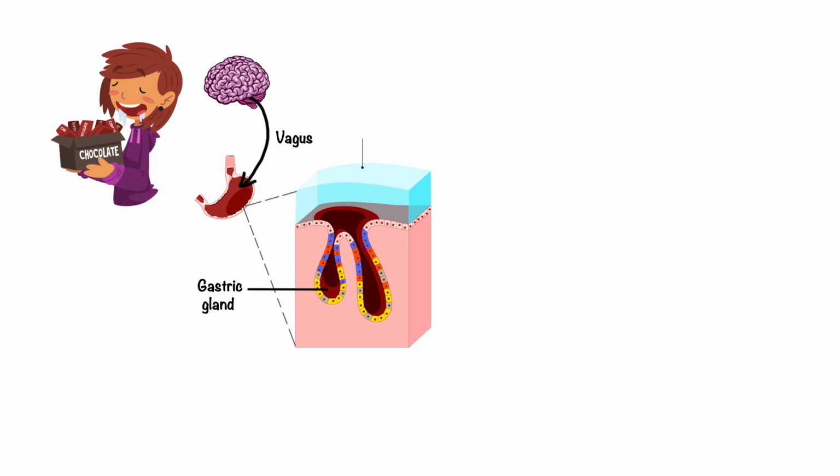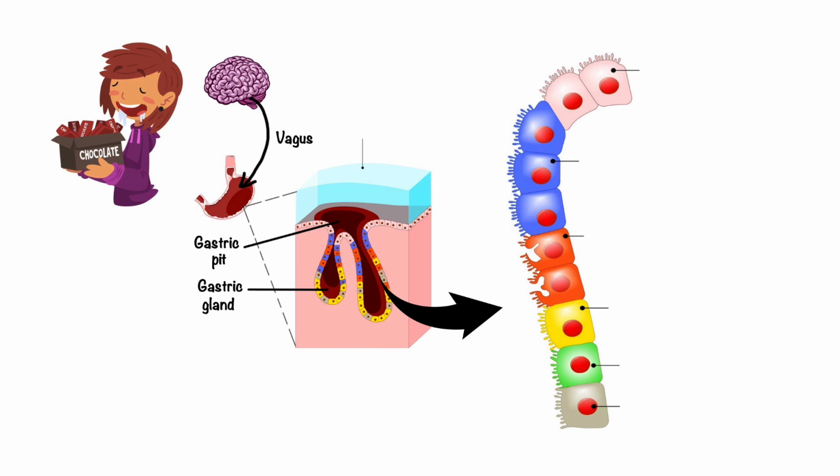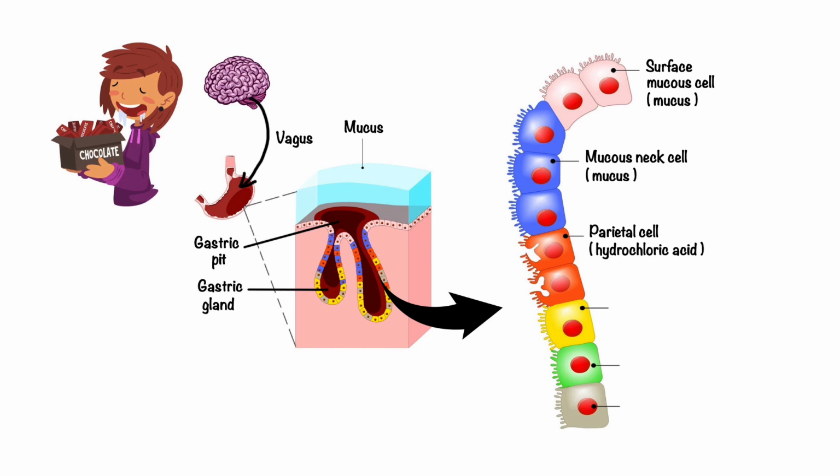The mucosal lining of the stomach contains numerous gastric glands. These glands open to the surface of the mucosa through tiny holes called gastric pits. There are a few different types of cells that make up the gastric glands. Surface and neck mucous cells, which produce jelly-like substance called mucus that protects the lining of the stomach. Parietal cells, which produce hydrochloric acid that creates a low pH environment in the stomach. Chief cells, which produce pepsinogen and gastric lipase, enzymes that are responsible for digestion of dietary proteins and fat.